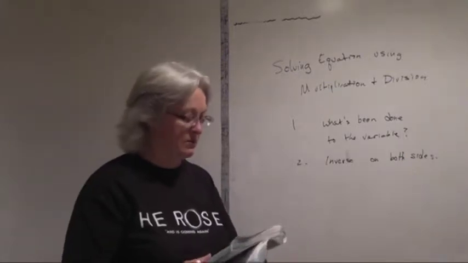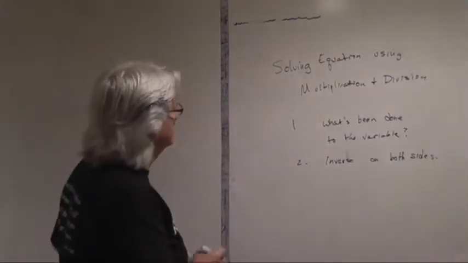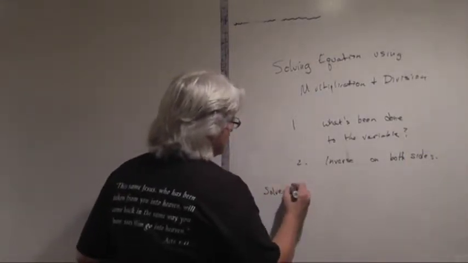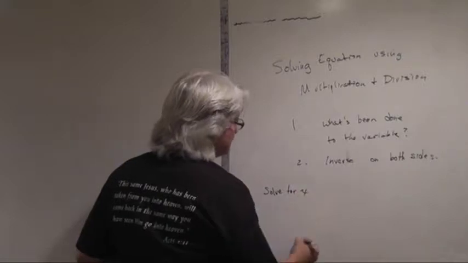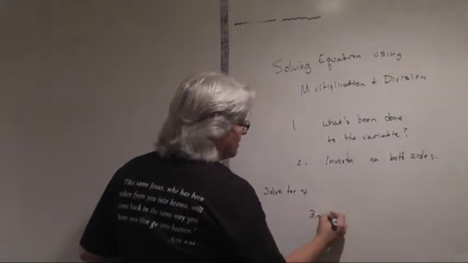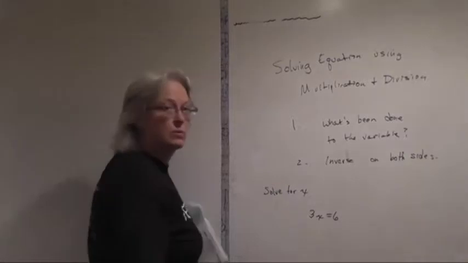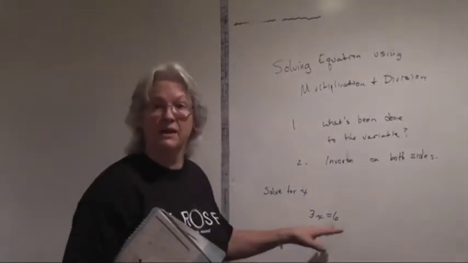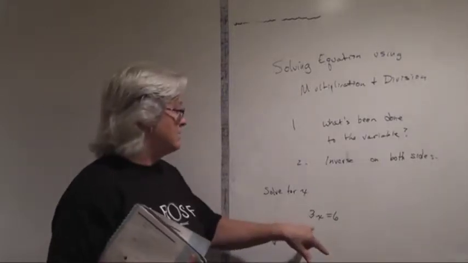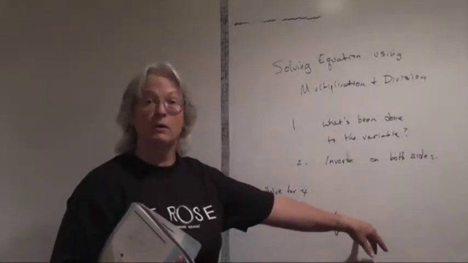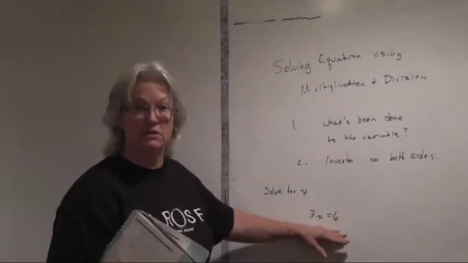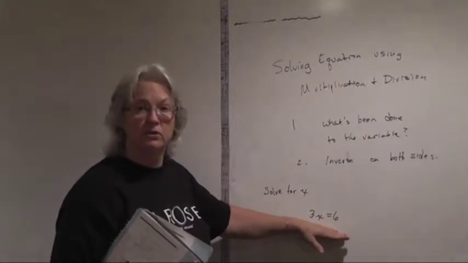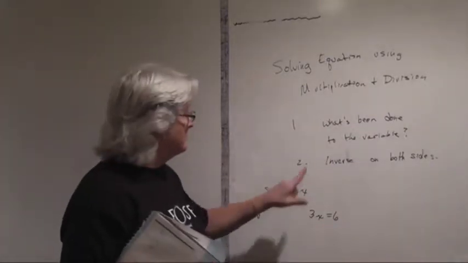Easy example here says, let's solve this equation. Solve for x. 3x is equal to 6. Now you're not allowed to just look at this and say, well, obviously x has to be 2 because 3 times 2 is 6. Yes, we all can look at this and say 3 times 2 is 6. What you have to learn is the method to solve this equation.